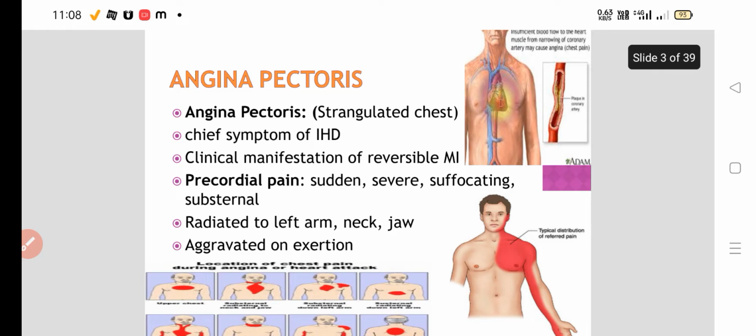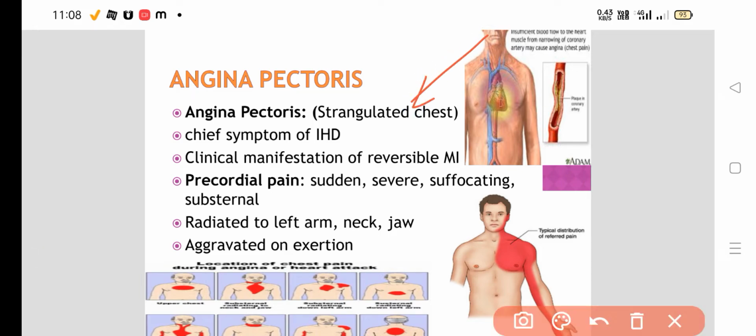Angina pectoris. Angina pectoris is a strangulated chest or squeezing type of pain. It is the worst pain the patient has ever felt. There is a squeezing type of pain, chest tightness, and that's why angina pectoris is called a strangulated chest. It means there is insufficient blood flow to the heart muscle. Why? There is a fixed narrowing of the vessel, and that may cause angina.